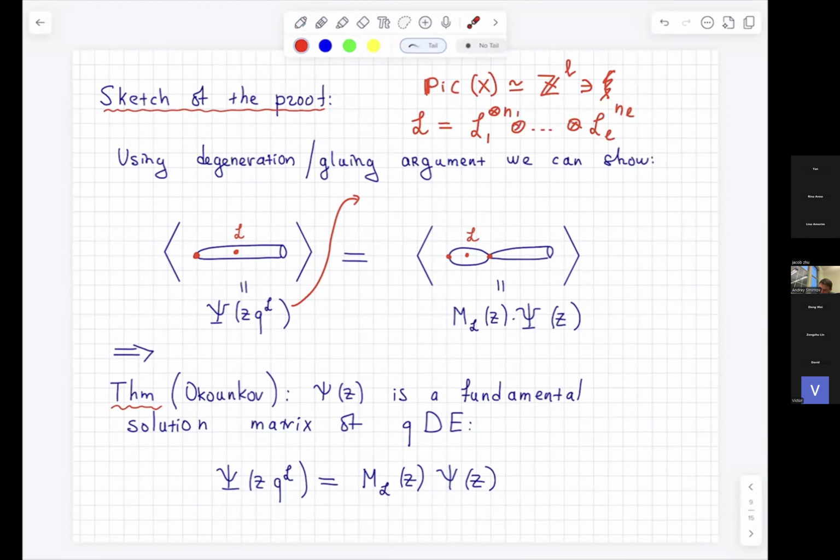Now, z to the power q to the power L means the following. In general, we don't have one scalar parameter, we have several. And so we have z1 q to the power n1, up to zl q to the power nl. So this is the notation for the shift by line bundle L. Okay? This just denotes some shift of scalar parameters. This is just a notation.